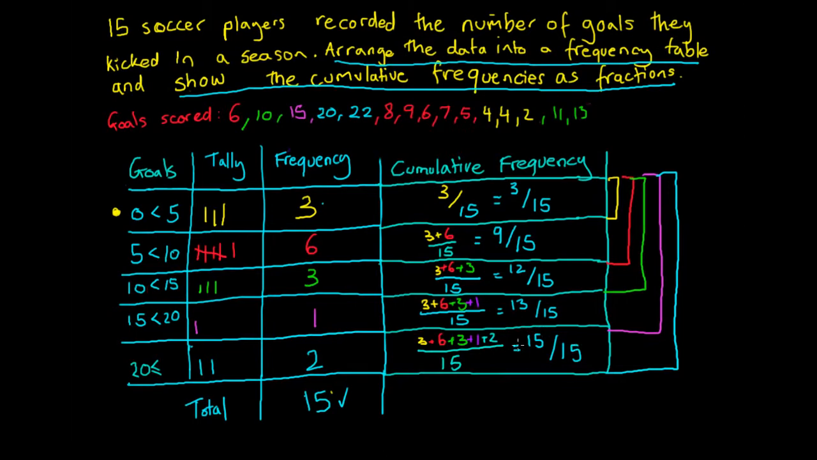And when we get to our last bucket, we need to have all of our observations counted. So 15 divided by 15 is equal to 1, and that means that we've counted all our observations. So that's how you go about arranging a frequency table and working out your cumulative frequency.